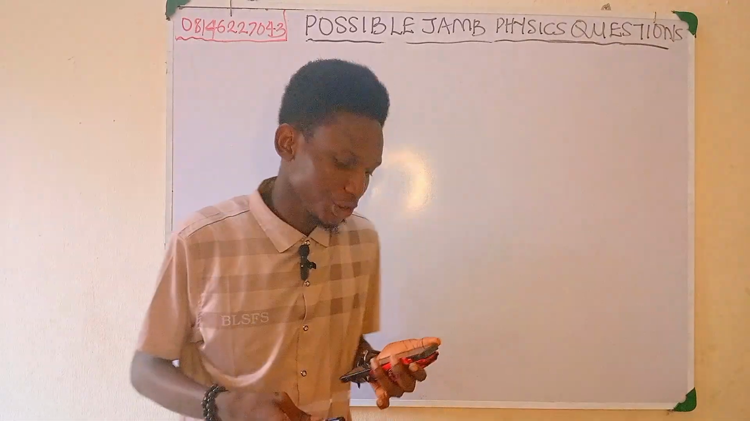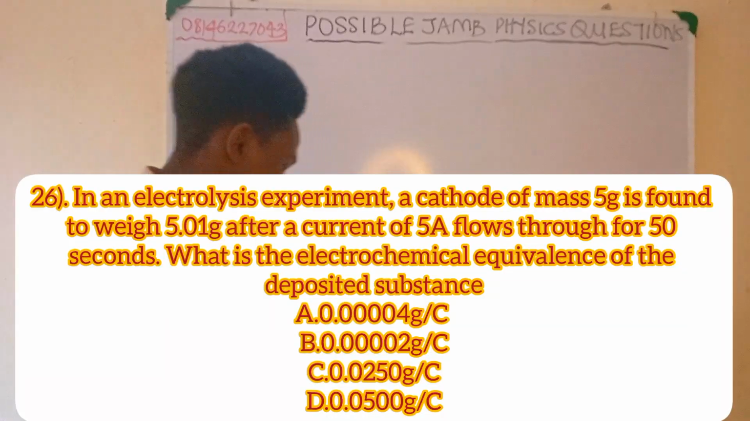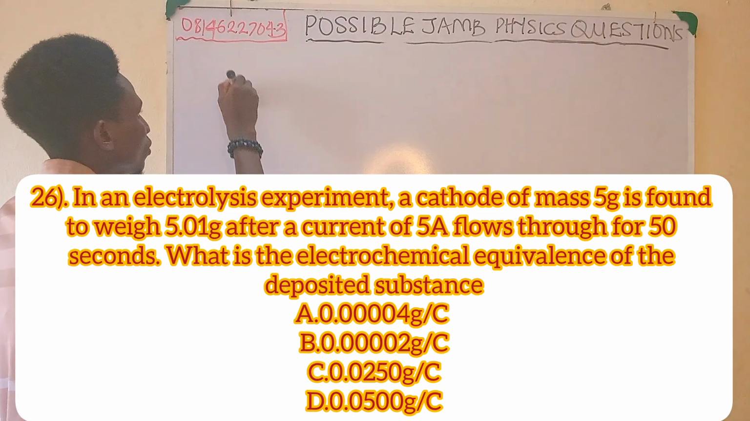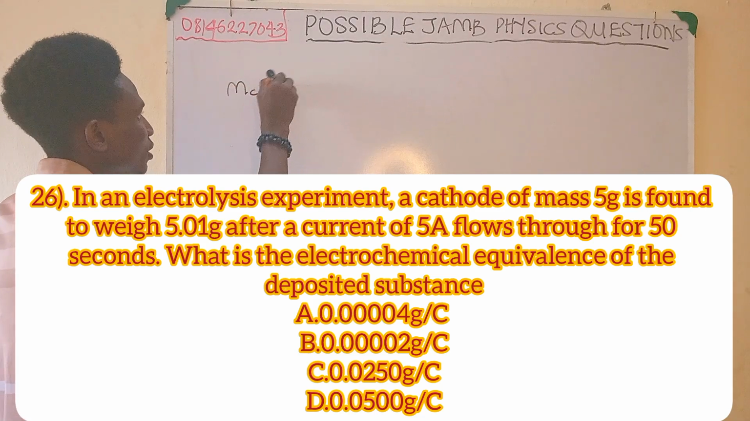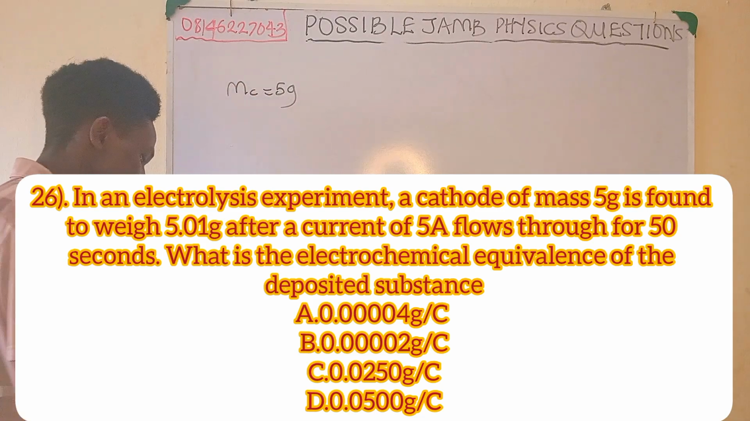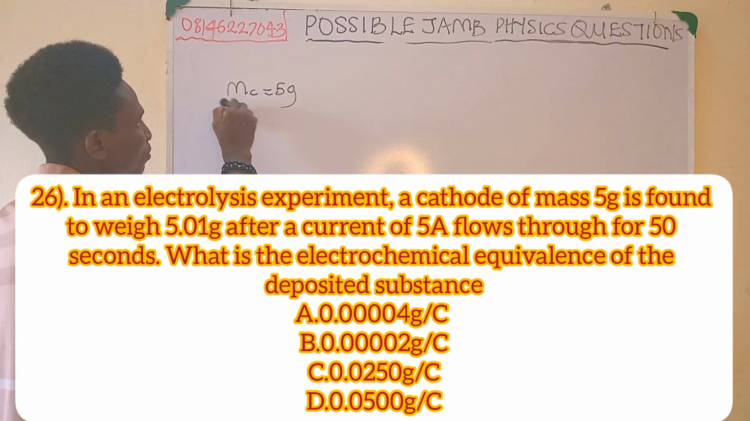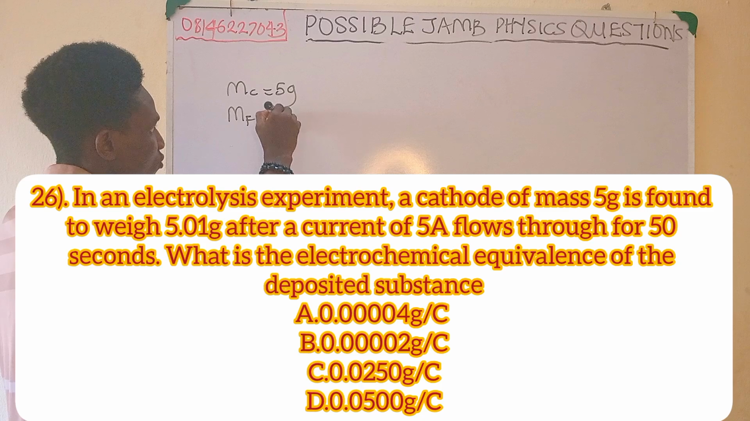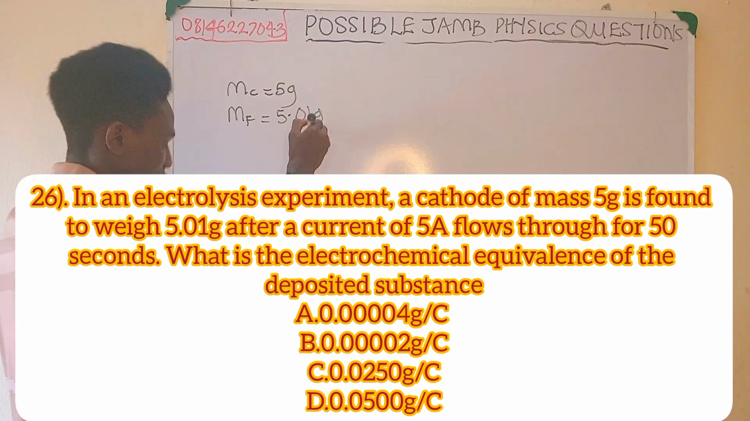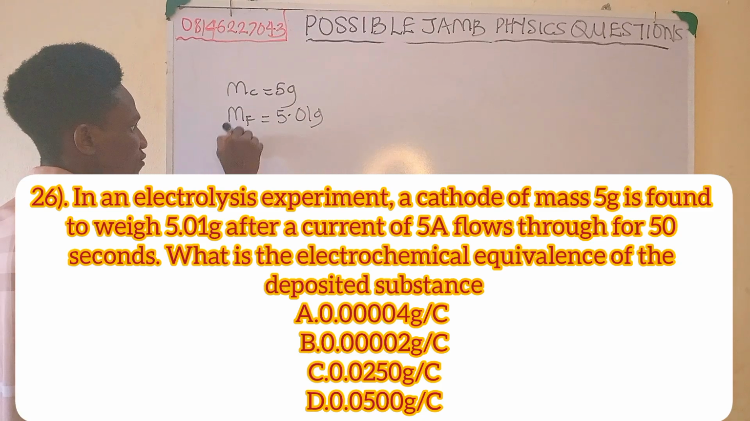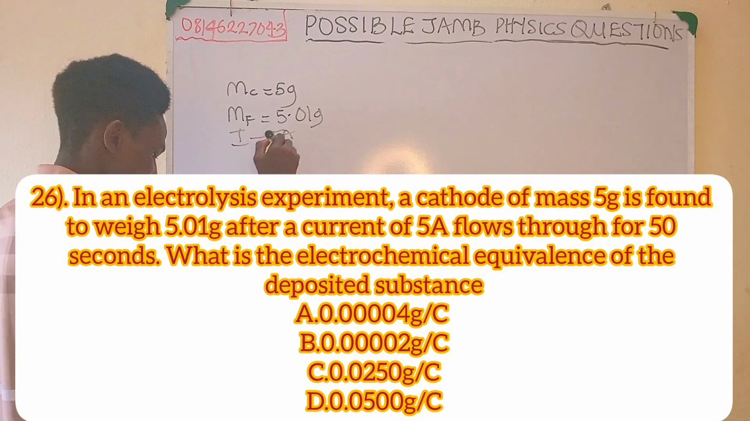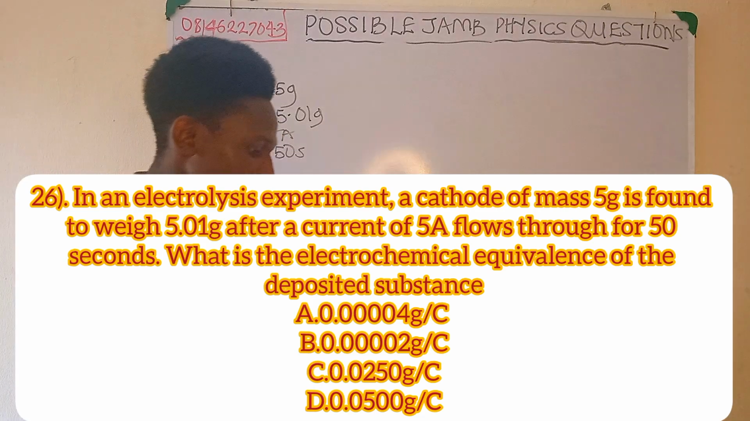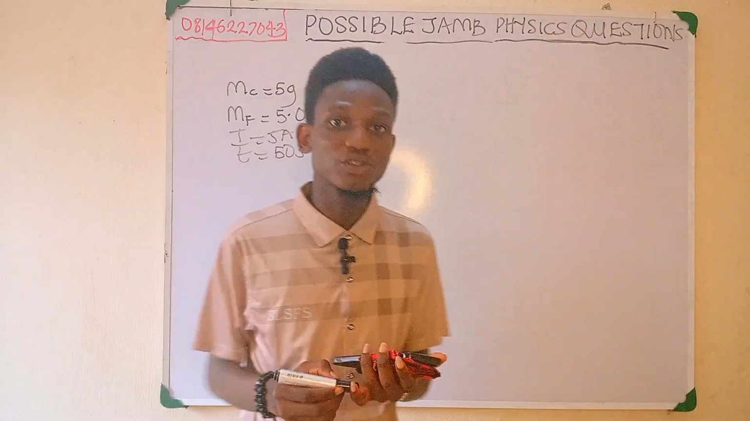Now the next question says, in an electrolysis experiment, a cathode of mass 5 gram is found to weigh 5.01 gram after electrolysis. The current is 5 amperes, then time is 50 seconds. What is the electrochemical equivalent of the deposited substance?